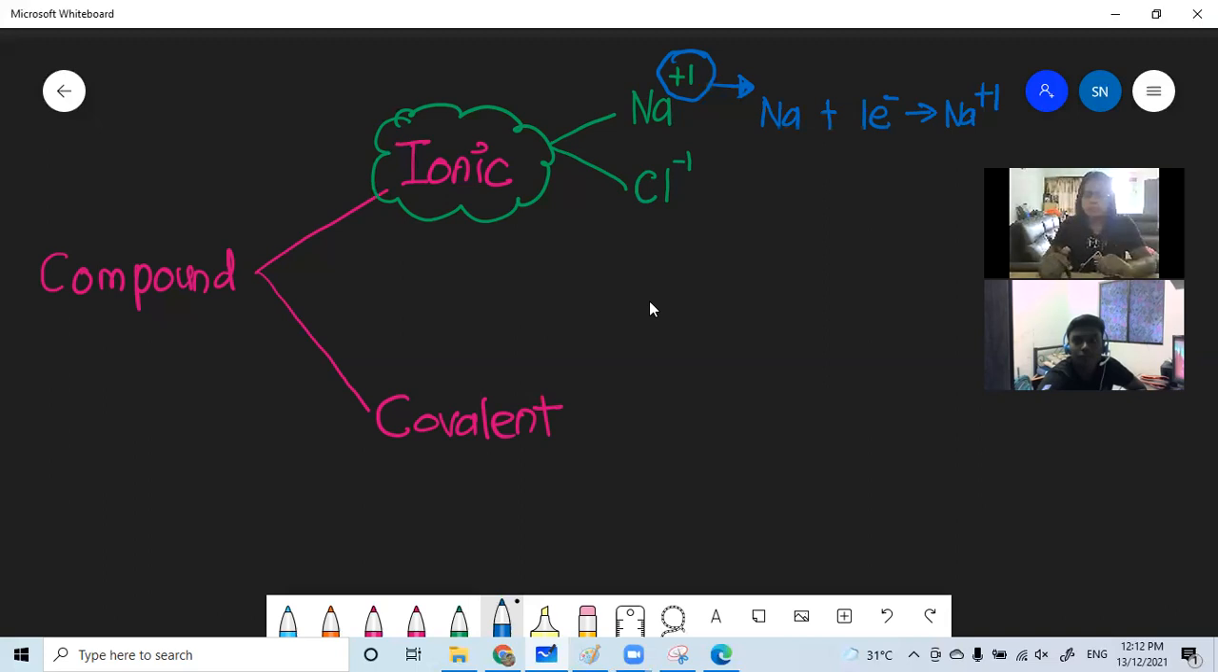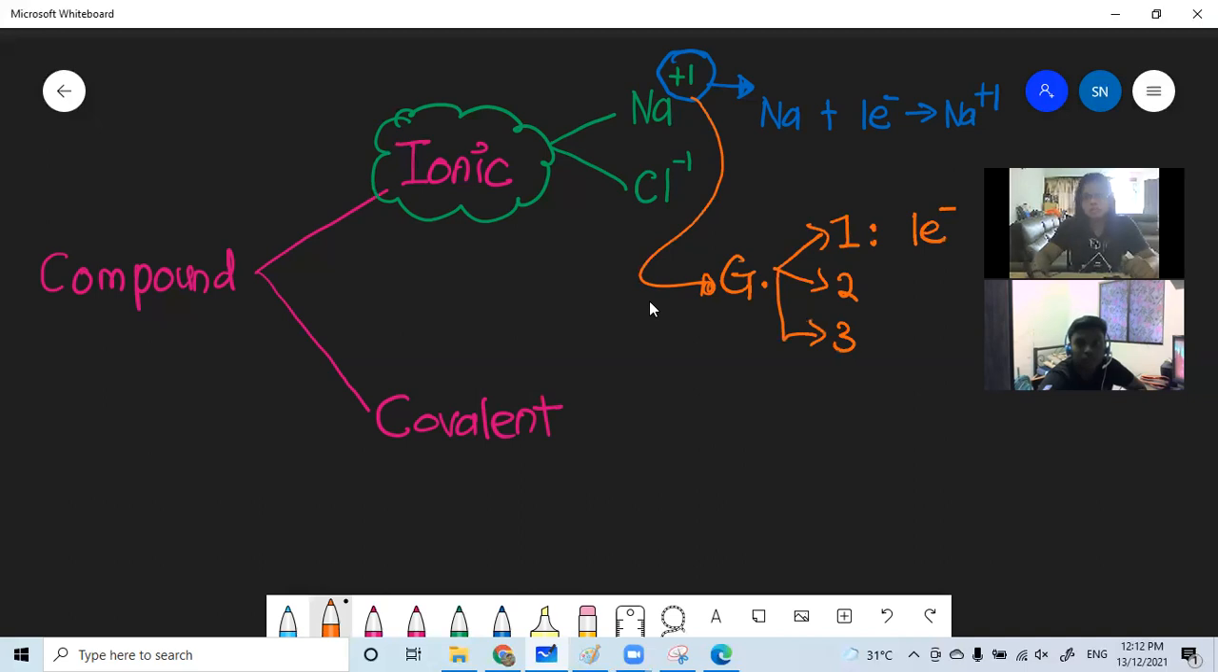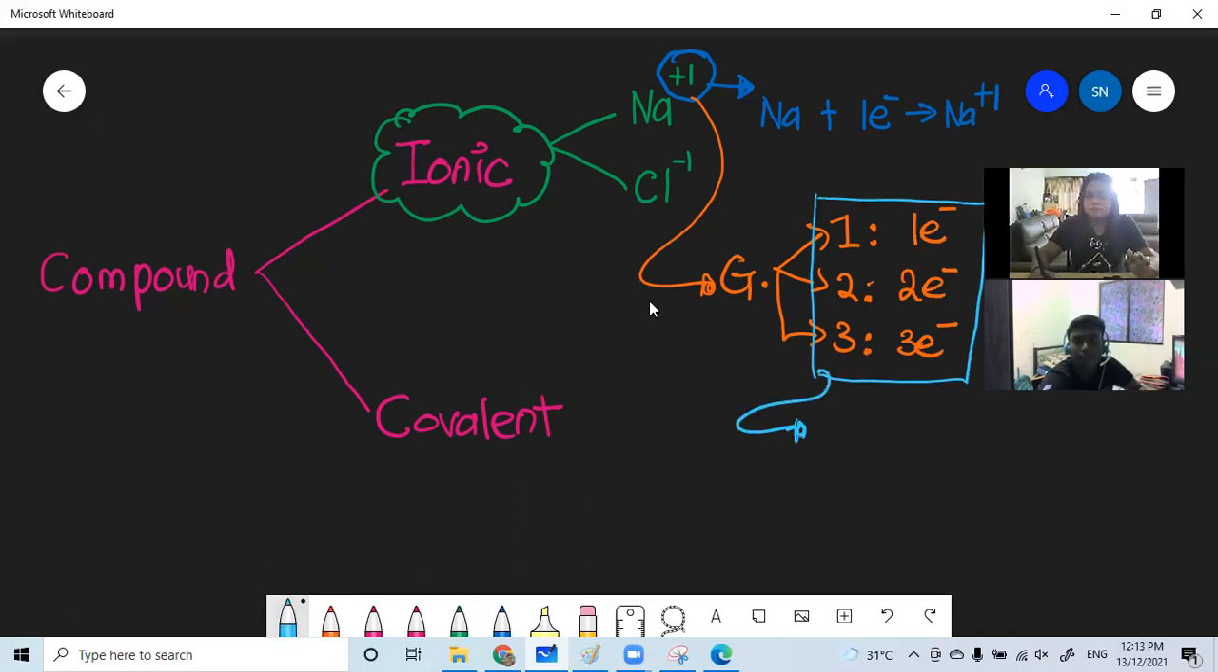Then another question you can ask me: teacher, if they have to lose the electron, what about the chlorine? Which group will lose the electron and which group will accept the electron? Good question. Only groups 1, 2, 3 have the capability to lose the electron, because these three groups we consider as metals. Group 1, alkali metals. Group 2, alkaline earth metals, and some of group 3.